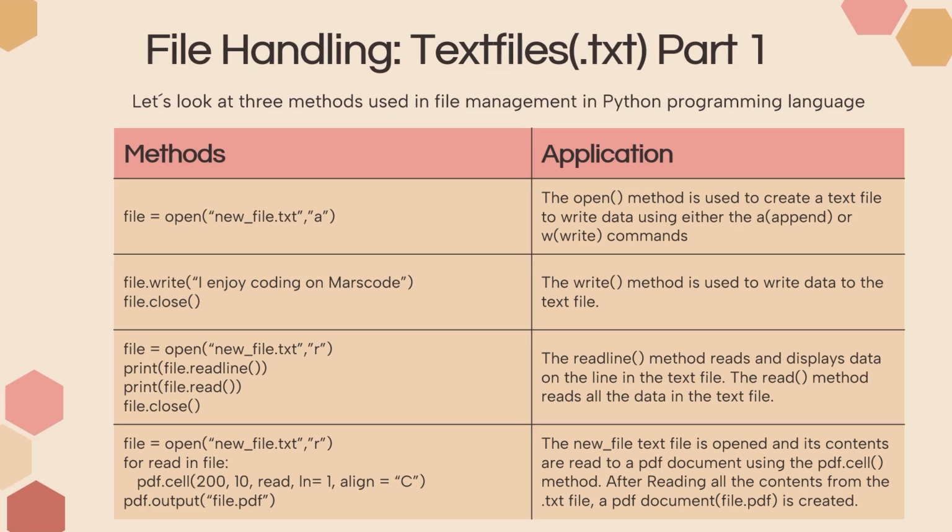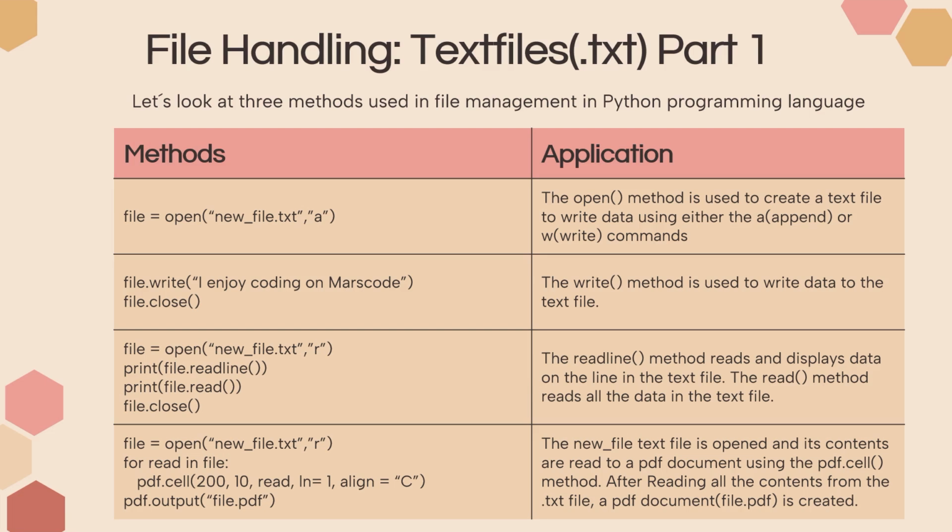If you want to read the entire file, that means you want to print out all the data in the file, then you'd have to do the third line, which is file.read. So that just reads everything that you have present in the file. And of course, you have to close the file when you finish using it. So the readline method reads and displays data on the line in the text file, while the read method reads all the data in the text file.